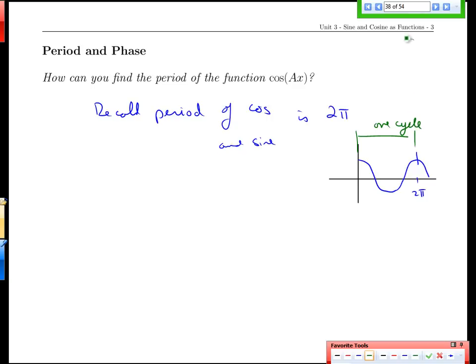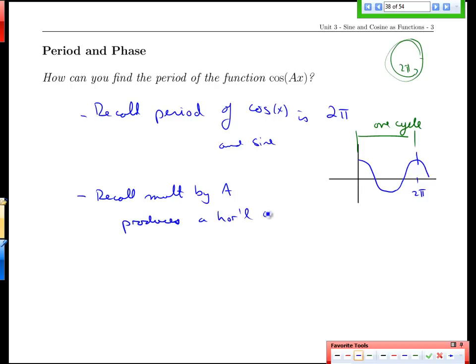And you can think about that in the circle interpretation. It takes 2 pi radians to complete one full cycle around a circle. That's when it's just cos of x. When we have a multiplier like ax, what we also need to recall is that multiplying by a inside produces a horizontal compression if a is greater than 1.